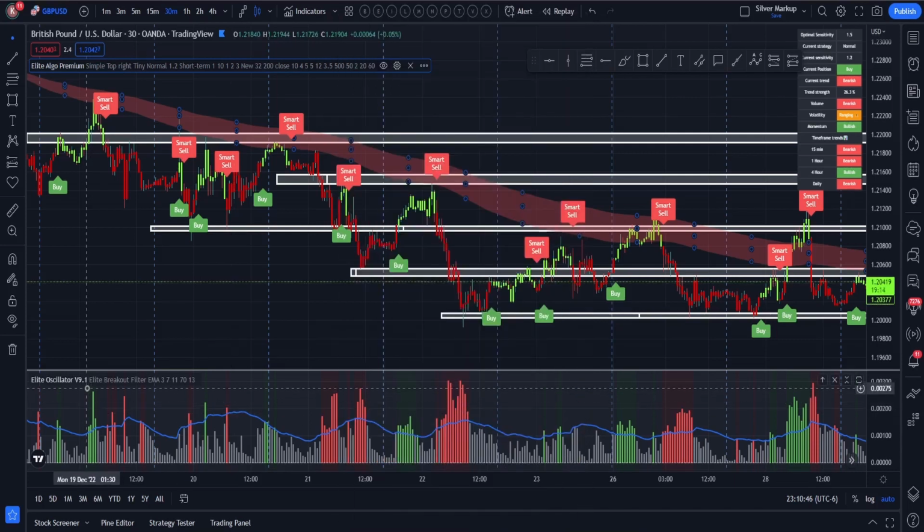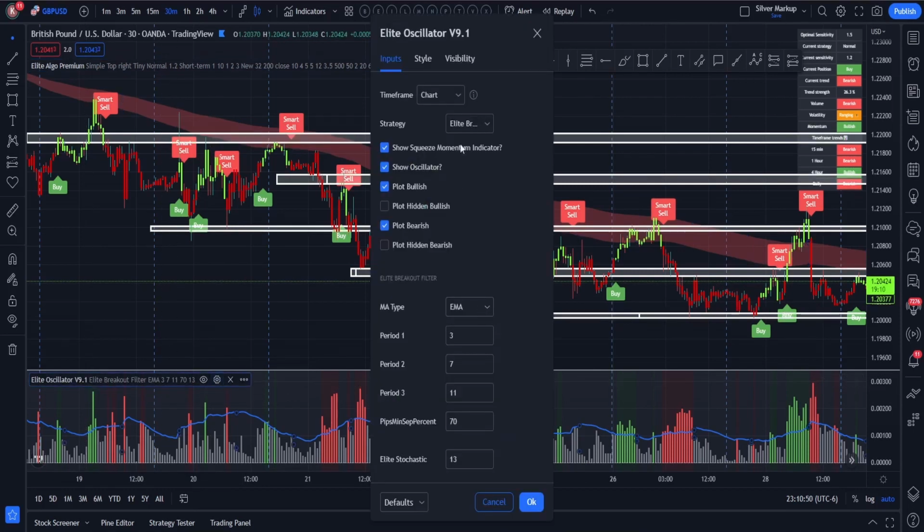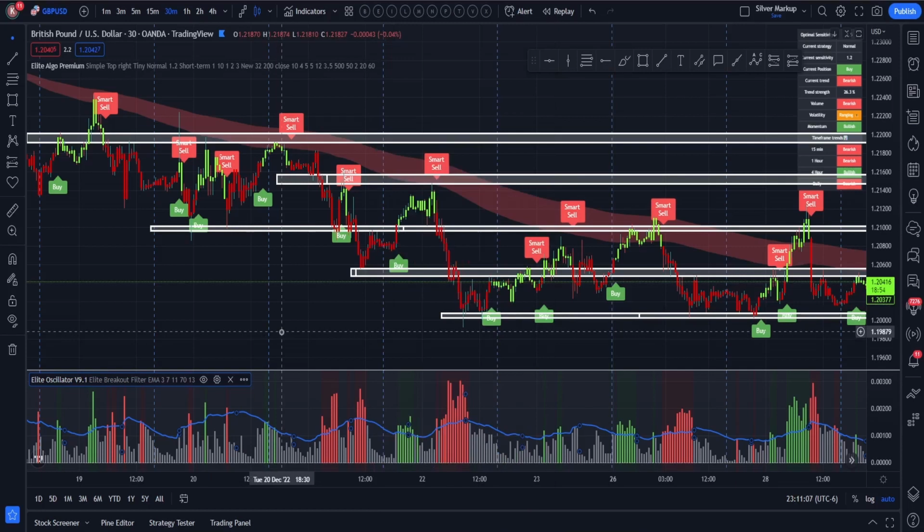The main thing is the Elite Oscillator. With the Elite Oscillator, you want to set it to breakout filter. And I have my own settings with the breakout filter. I do an EMA of 3, 7, and 11. And you could do 70%. That's the default. You can leave it at that. So that's what I use for my setup.